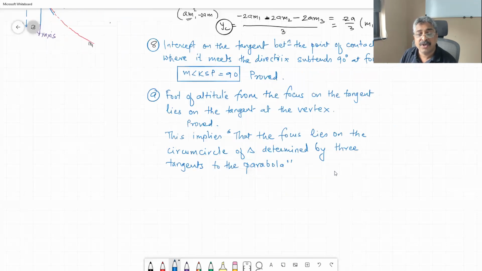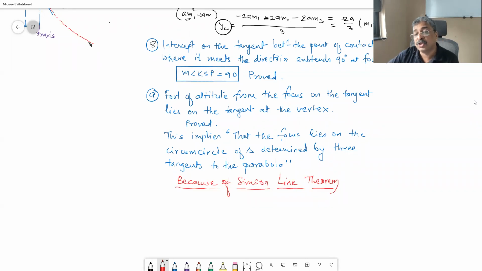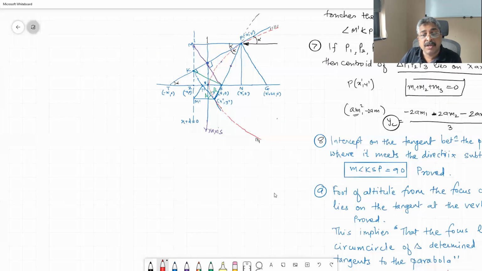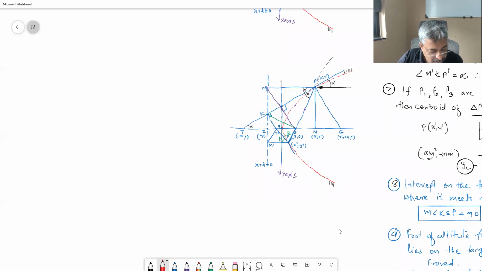Okay, and therefore this is because of Simpson line. Otherwise it is extremely difficult to prove at this stage, even using coordinate geometry. Okay, now let me check whether I can use the same diagram and have some description on the other side, because this is becoming too long.